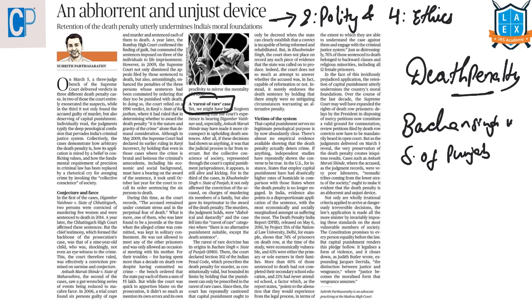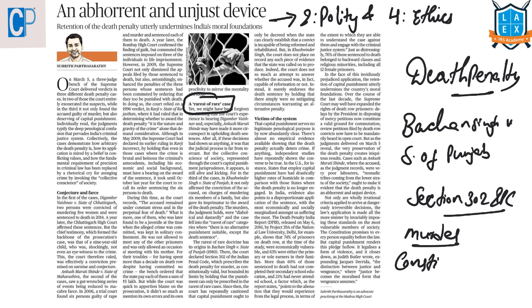So it is Section 302 of the Indian Penal Code that describes the death penalty for murder. And according to this Section 302, the death penalty for murder is constitutionally valid. But the death penalty, even in this case, can be prescribed only for rarest of rare cases.